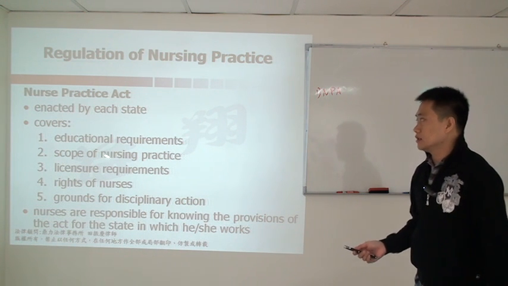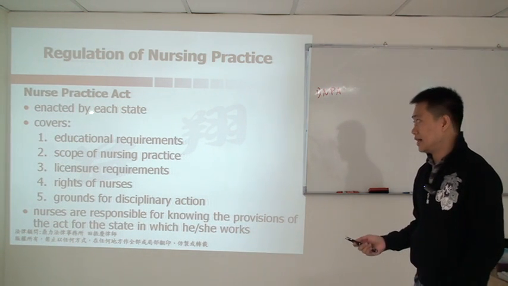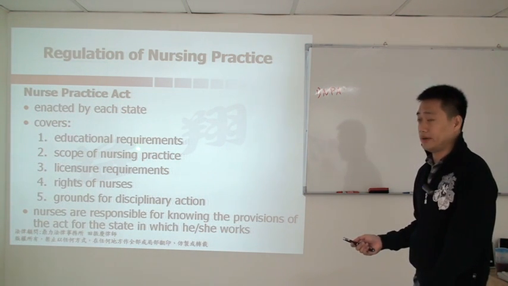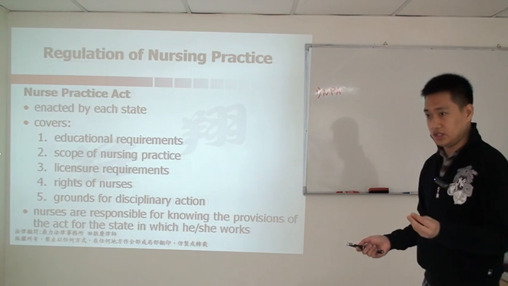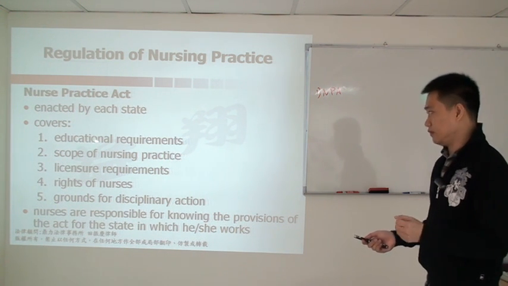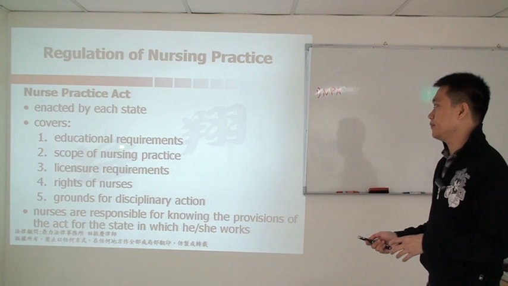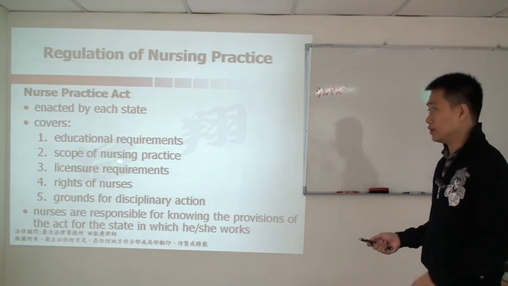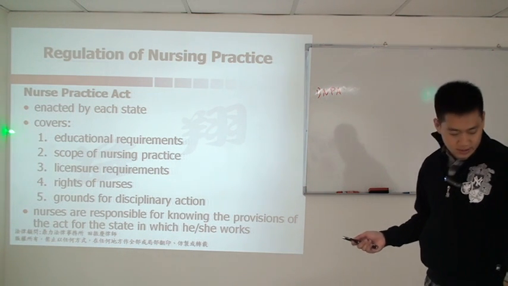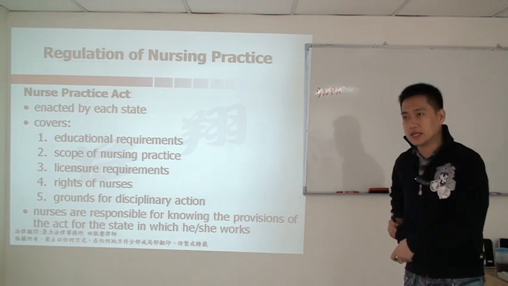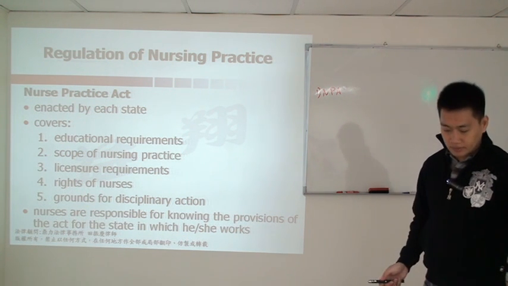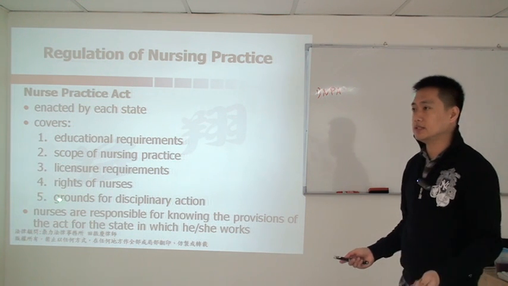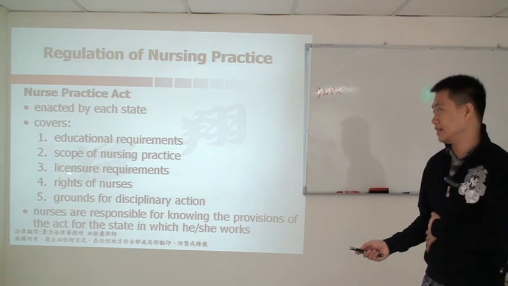So what is included in the Nurse Practice Act? It covers, number one, the educational requirements. So you need to finish subjects in school before you can practice as a nurse. Number two, the scope of the nursing practice. So what are the things that nurses can perform or do? What are those things that you cannot do? Number three, licensure requirements. So these are your NCLEX.